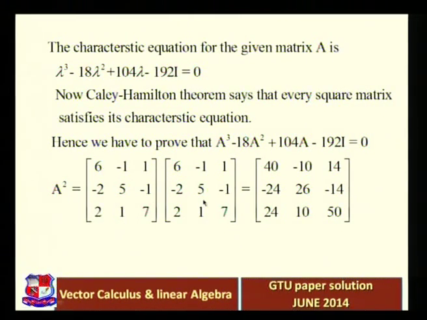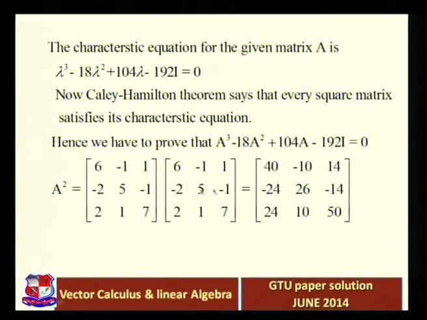right? So how do we multiply any two matrices? The condition is the number of columns of the first matrix and the number of rows of the second matrix should be the same. So here both the matrices are the same size, so definitely we can multiply these two matrices. Now pick up the first row. I just want to explain one element, how we get this 40.